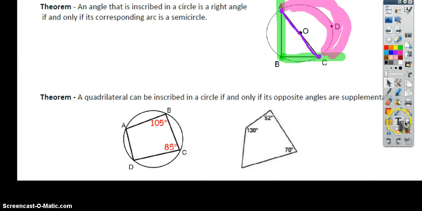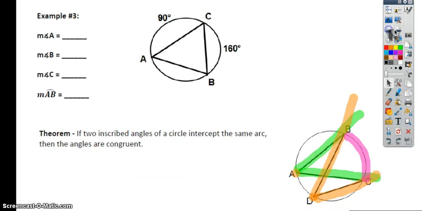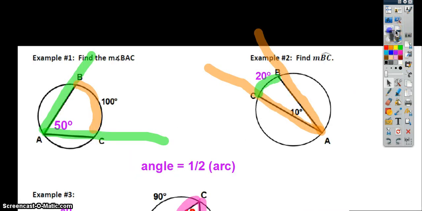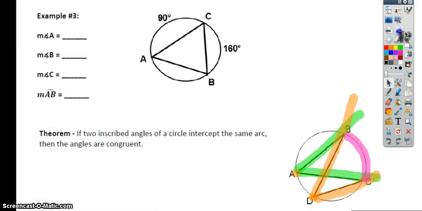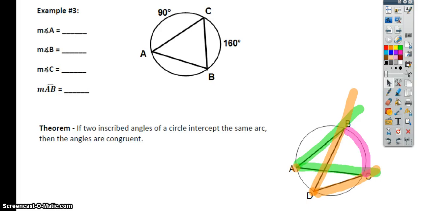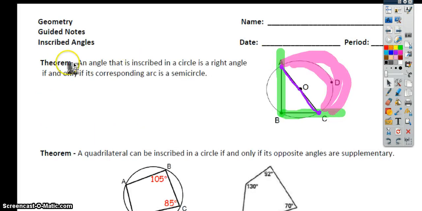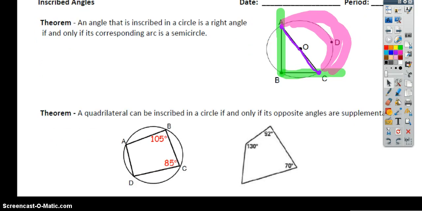Here's another one of these little theorems. And these are all special cases of this, which is really our main theorem: if an angle is inscribed in a circle, meaning it's an inscribed angle, then its measure is half the measure of the intercepted arc. We've got one here, and one here. Basically, they're facts that come directly from that, special cases of that fact.